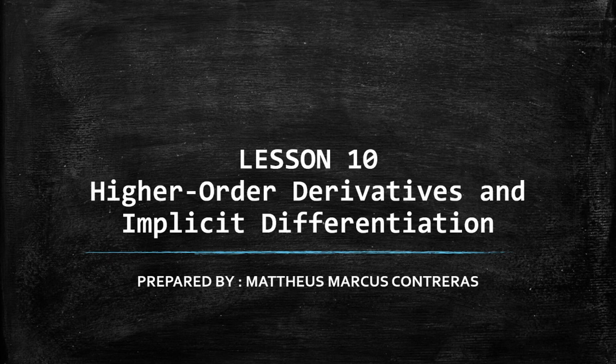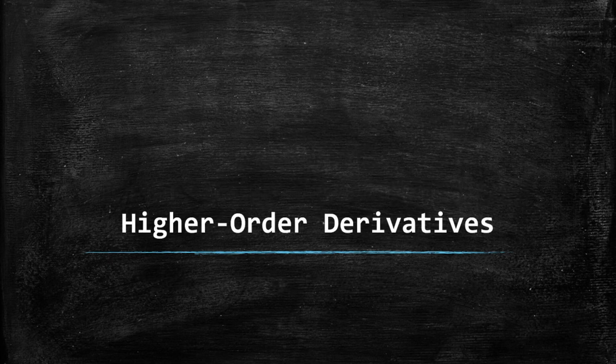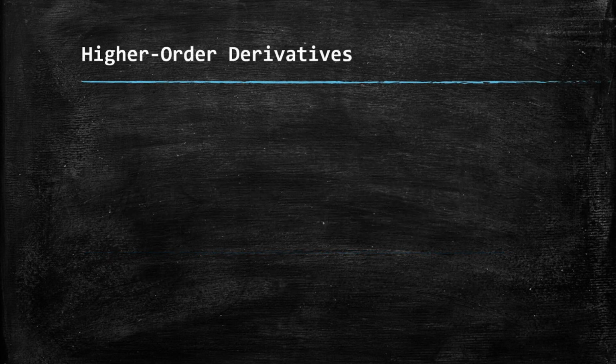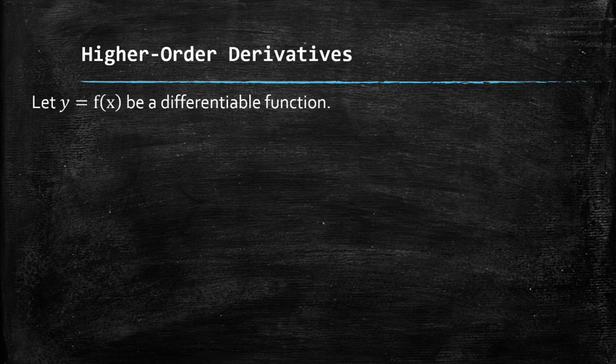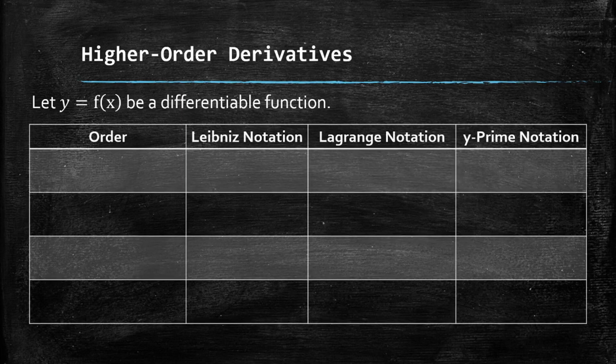First, let's have the higher order derivatives. So what are higher order derivatives? Basically, our premise is that we have a differentiable function. There is an order in getting the derivatives of this function, and we are familiar with our function. Take note, we have three different notations: the Leibniz notation, the Lagrange notation, and the y prime notation.